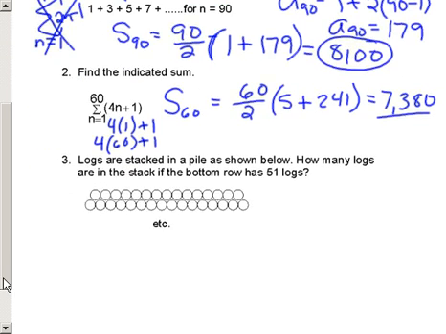What if we have logs stacked in a pile? How many logs are in the first thing? Okay, circles. How many circles are in the first row? There's 15 in the first one. There's 16 in the second one. So obviously, what's our D, our common difference? Negative 1. Our common difference is 1. Our A1 is 15. And they want to know the bottom row, it goes all the way to 51.